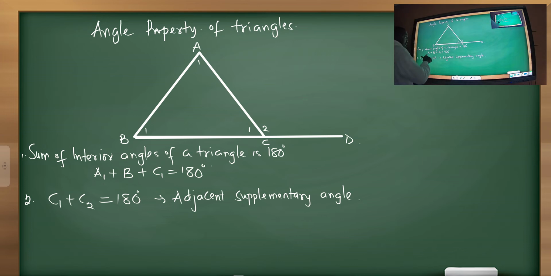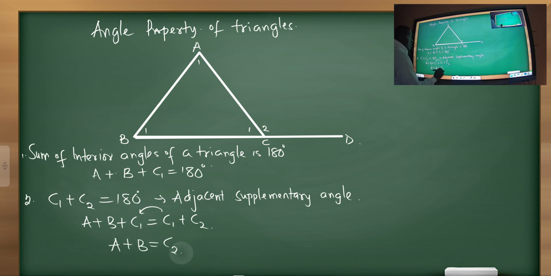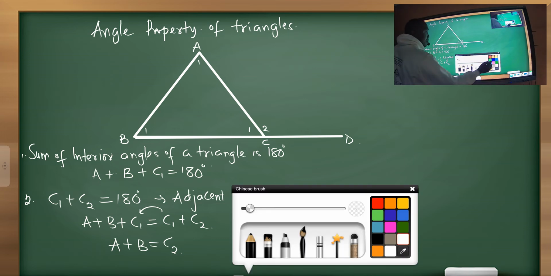Now, let's check A plus B plus C1. If both of them are equal to 180, I will then say A plus B plus C1, which is 180, equals C1 plus C2. And there it becomes negative and cancels out the C1. So A plus B, therefore, will be equal to C2.